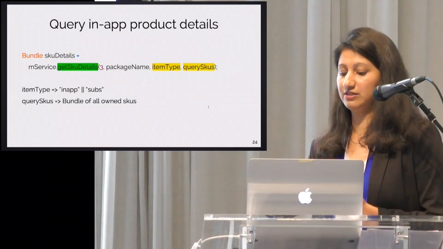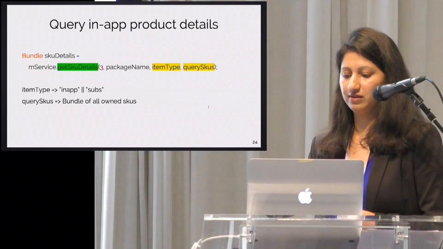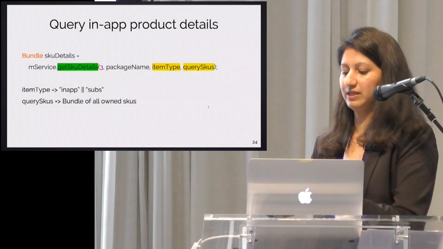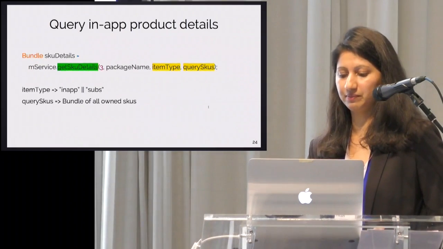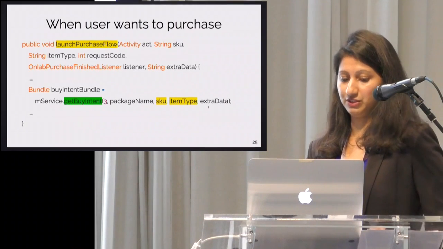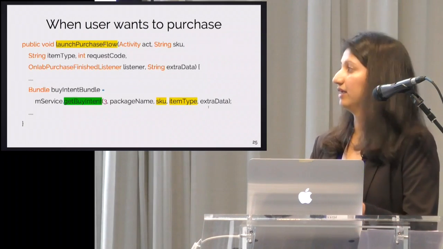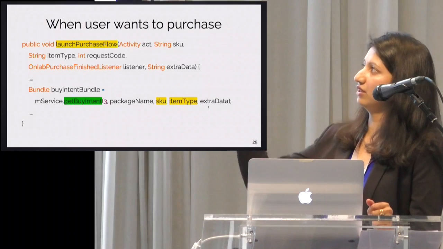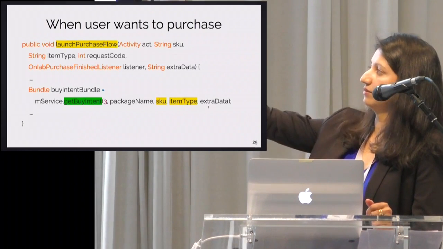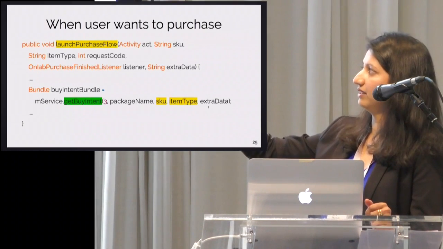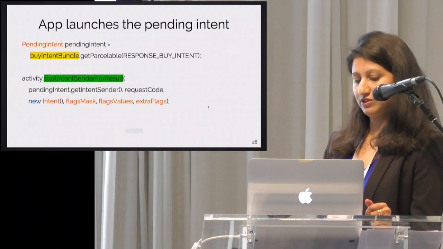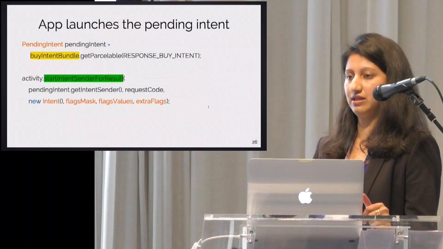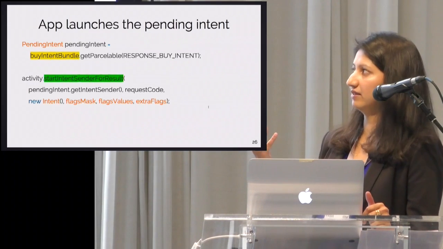You can use get SKU details to get more information about a product. Again, use item type, and query SKUs is all the owned SKUs that you got in the previous method. Finally, to launch the purchase flow, use the get buy intent method, which is in launch purchase flow. Pass in the SKU, that is the product ID, the item type, which is in-app or subscription. And once you do that, all of this information is retrieved in your pending intent.